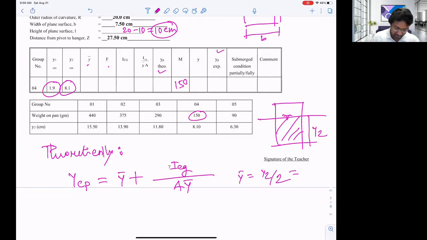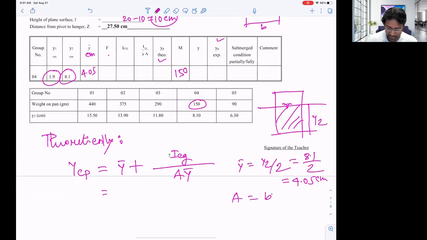That means we have 8.1 divided by 2, which is 4.05, all in centimeters. So Y bar is 4.05 centimeter. Then what will be the area A? A will be B times Y2. We know B is 7.5 and Y2 is 8.1, so 7.5 into 8.1 gives us 60.75. The area is in square centimeter.